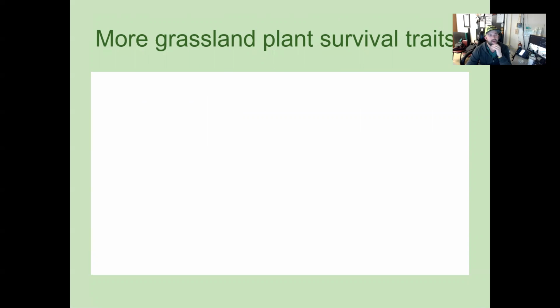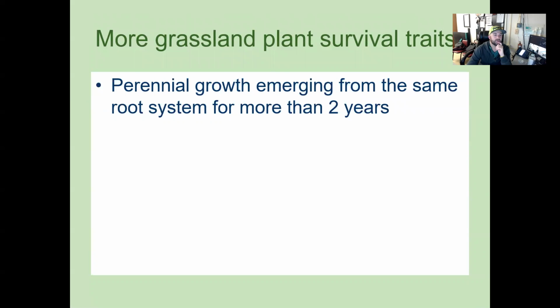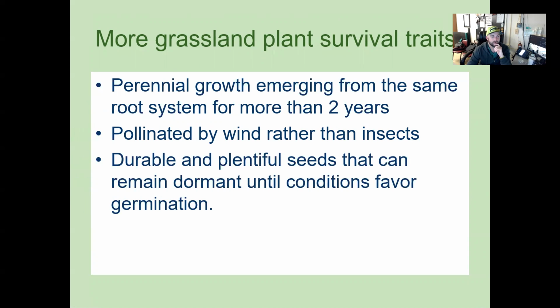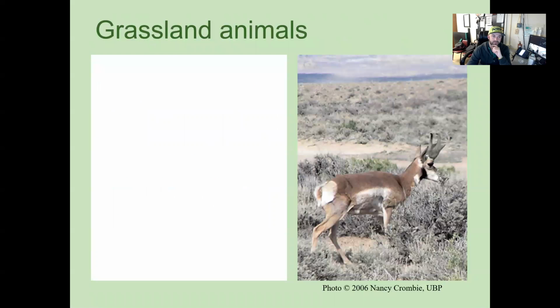More grassland plant survival traits: perennial growth emerges from the same root system for more than 2 years. They are pollinated by wind rather than insects. They have durable and plentiful seeds that can remain dormant until conditions favor germination.